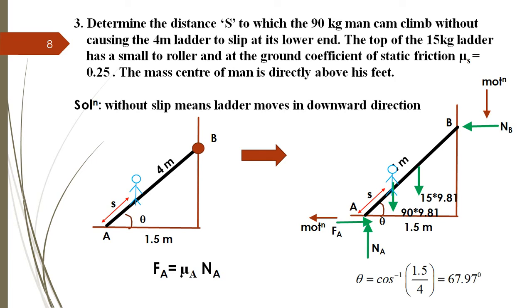Now the third problem. Determine the distance S to which the 90 kg man can climb without causing the 4 meter ladder to slip at its lower end. The top of the 15 kg ladder has a small roller, and at the ground the coefficient of static friction mu s is equal to 0.25. The mass center of the man is directly above his feet.